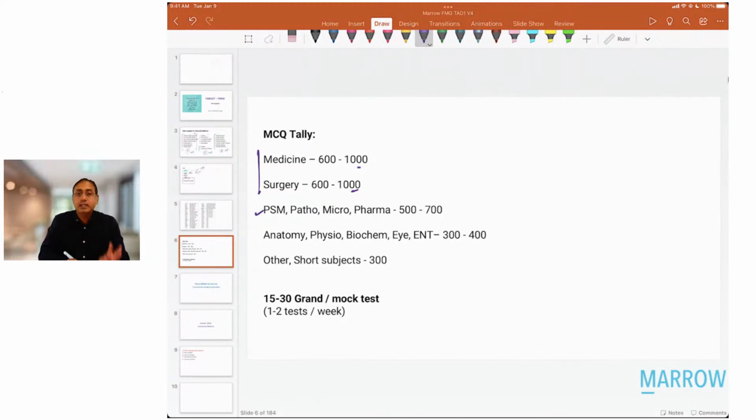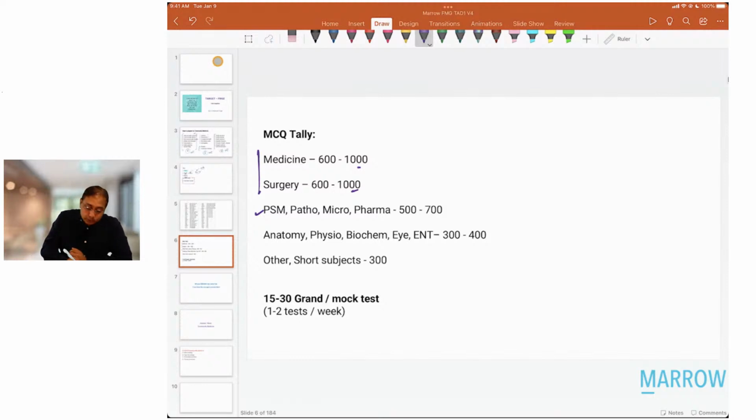Plus, subjects like PSM, pathology, micro and pharmacology, which are the base building subjects, you do at least 500 per subject MCQs. So take 2-3 days and हर 2-3 दिन में try to solve maximum number of MCQs. 200 MCQs, 300 MCQs per day is not a very big deal. तो इतने तक पहुंचना है.